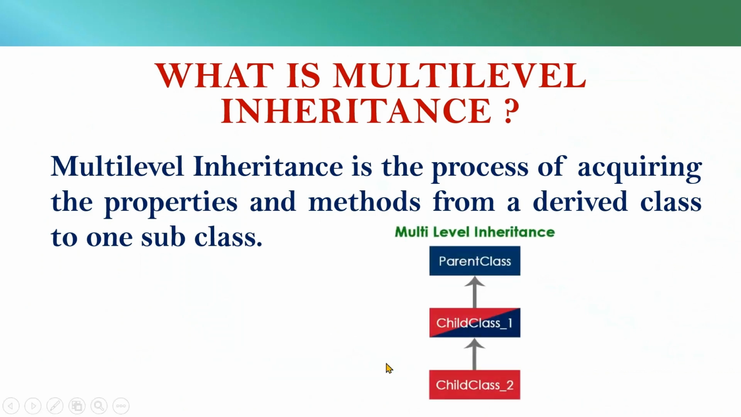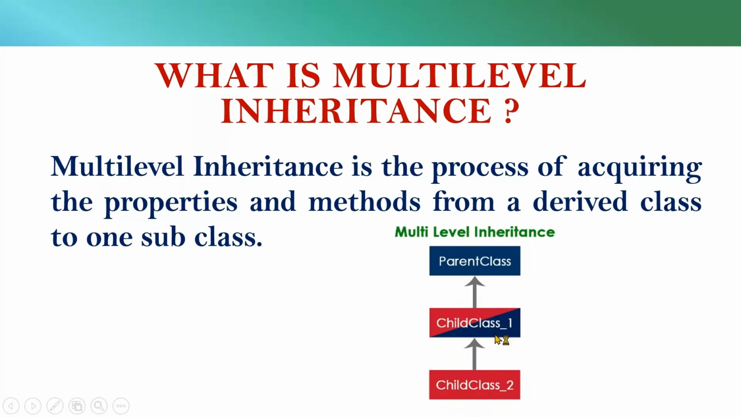If you can see this diagram, we have parent class, that is superclass. Now its subclass is child class 1. Its subclass is called child class 2. Now this child class 2 is extending the features from child class 1. Now this is called a derived class because this class is already derived from the superclass. So since it's already derived, now this particular subclass is deriving from a derived class. In that sense, it is called multi-level inheritance.